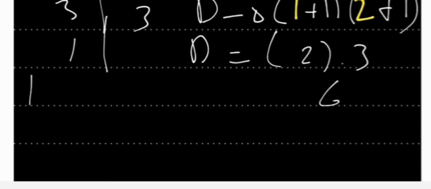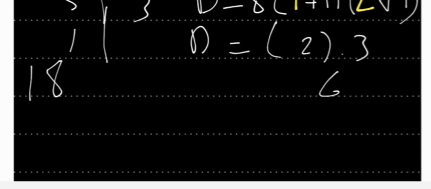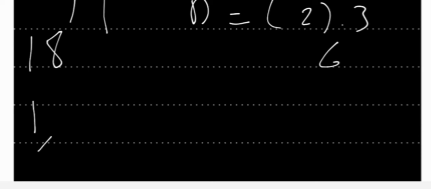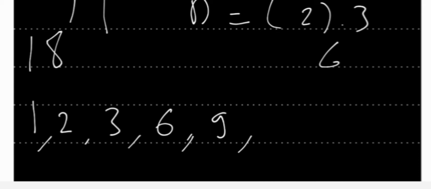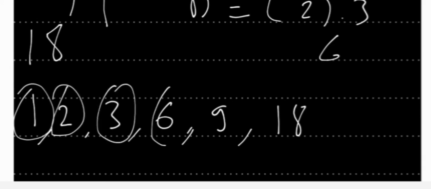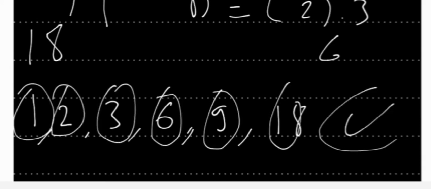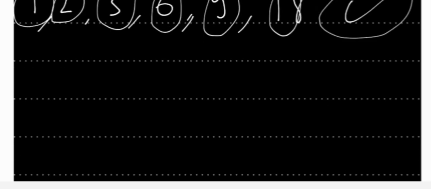So let's test it. For 18, the divisor can be 1, it can be 2, it can be 3, it can't be 4, it can't be 5, it can be 6, it can't be 8, it can be 9, and it can be 18, right? So we have 1, 2, 3, 4, 5, 6. So check.